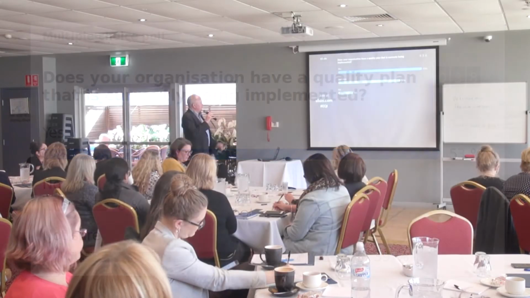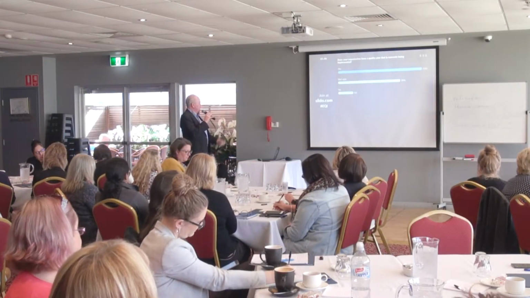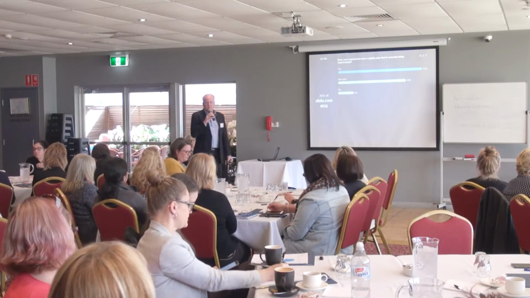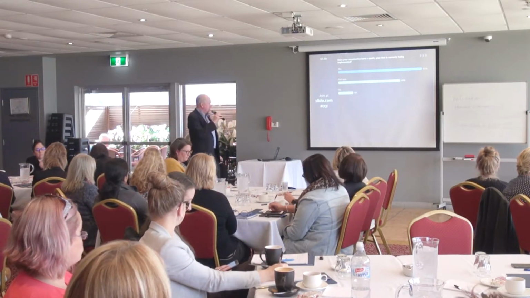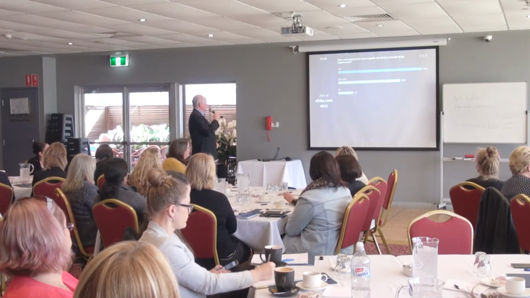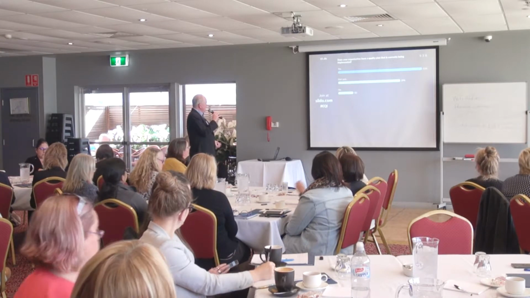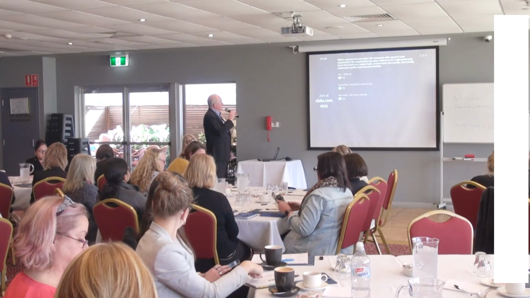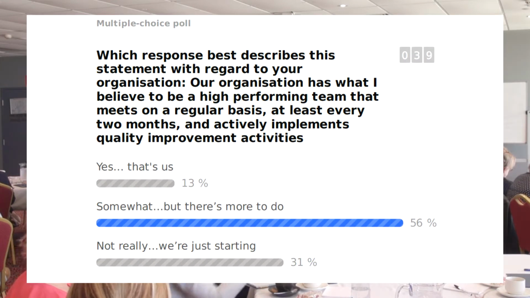So we've got about half the room that have a quality plan and half that have one to put in place. We'll be talking a bit later on about how we can put those in place and work with the PHN to get that support. We've got another poll. Let's make another poll live. This one is: which response best describes this statement in regard to your organisation? Our organisation has what I believe to be a high-performing team that meets on a regular basis, at least every 2 months, and actively implements quality improvement activities.